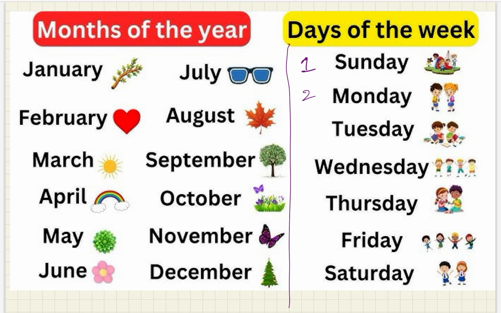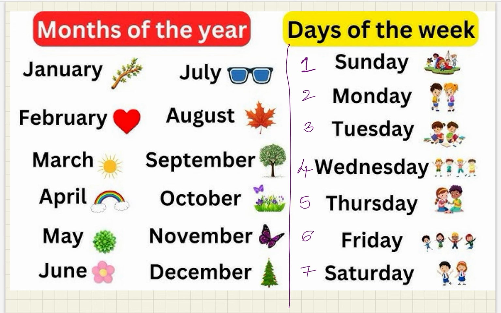Number 2, Monday. Number 3, Tuesday. Number 4, Wednesday. Number 5, Thursday. Number 6, Friday. Number 7, Saturday. So how many days are there in a week? 7 days. Which are they? Sunday, Monday, Tuesday, Wednesday, Thursday, Friday, Saturday. This we know very well from the beginning.